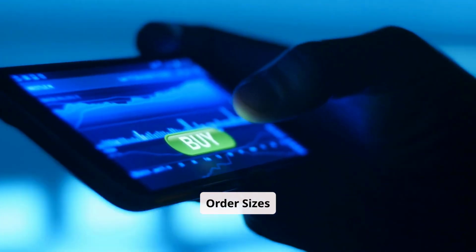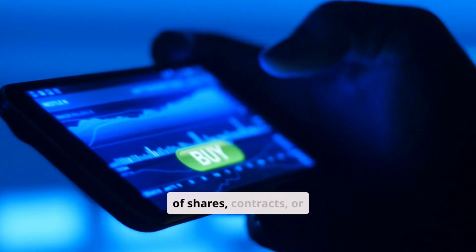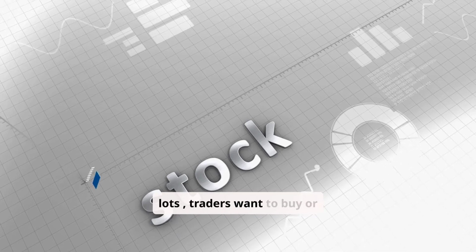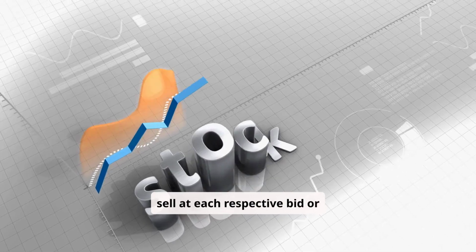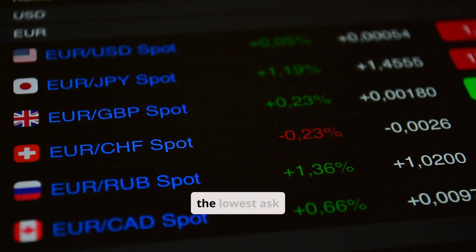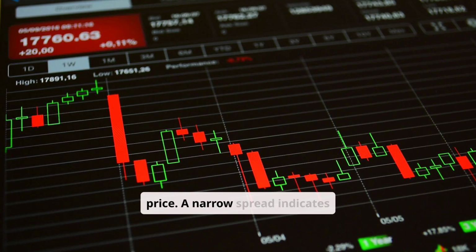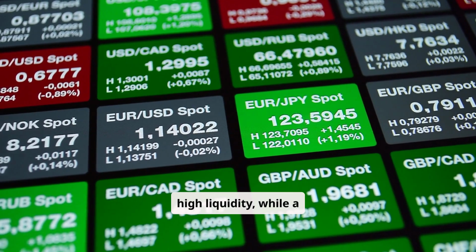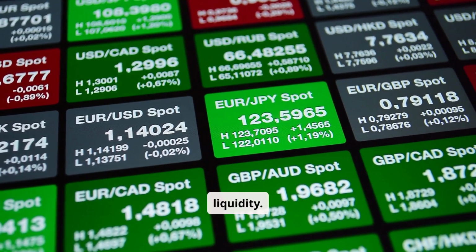Order sizes, or volume, refers to the number of shares, contracts, or lots traders want to buy or sell at each respective bid or ask price. Spread is the difference between the highest bid price and the lowest ask price. A narrow spread indicates high liquidity, while a wider spread often signals lower liquidity.